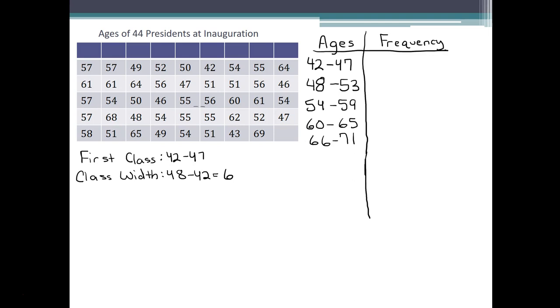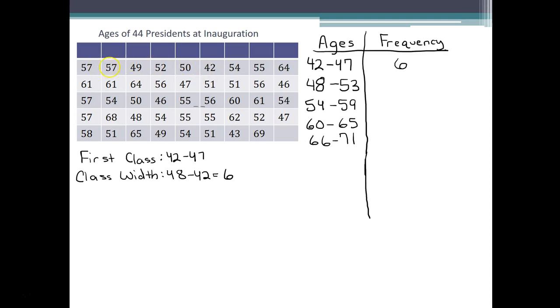All right, so for the first class of 42 to 47, let's count up how many of the data points fall within that class. Okay, in the first row we have 1. Then we have 2, 3, 4, 5, 6. Remember, the class of 42 to 47 includes 42 and 47. So there's 6 presidents that had ages that fell from 42 to 47 at inauguration.